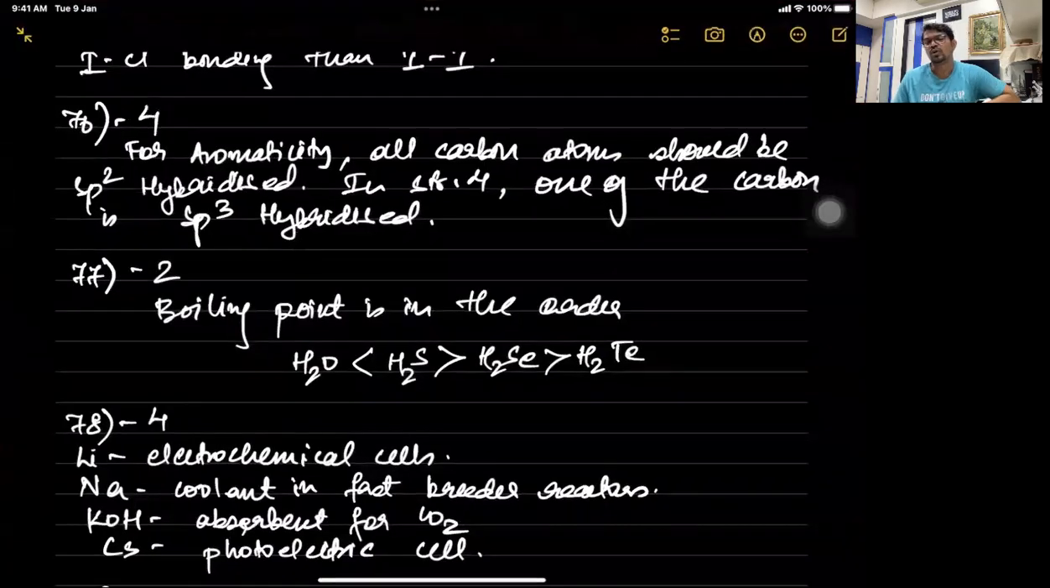And look at that boiling point order: water is less than H2S, which is greater than hydrogen selenide, which is greater than hydrogen telluride. And this order, if anybody observes, is with respect to the table given for group 16, where the boiling points are given and we get an idea about the order. So that's 77.